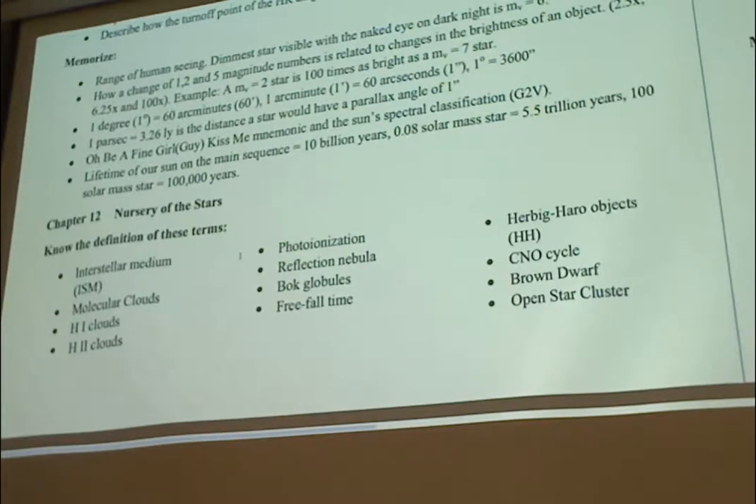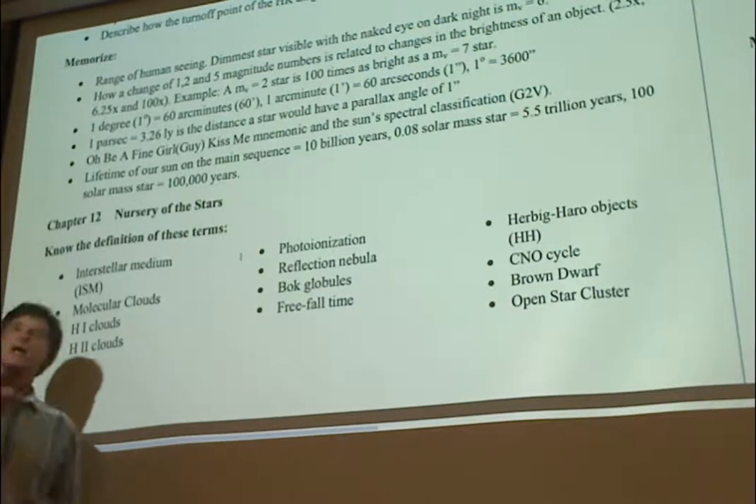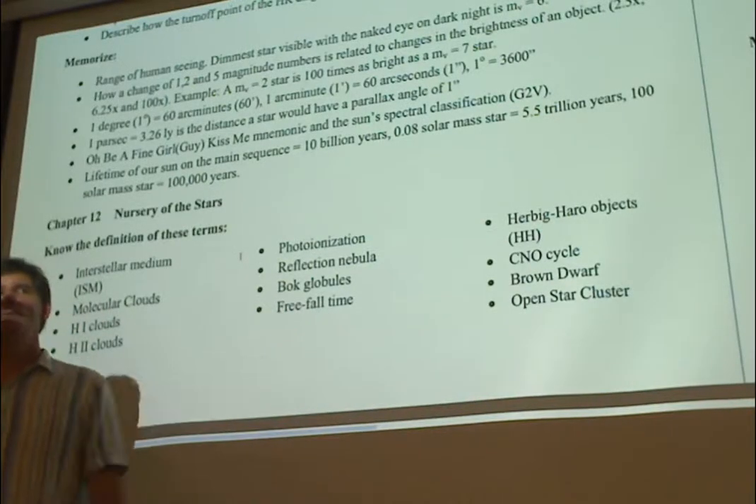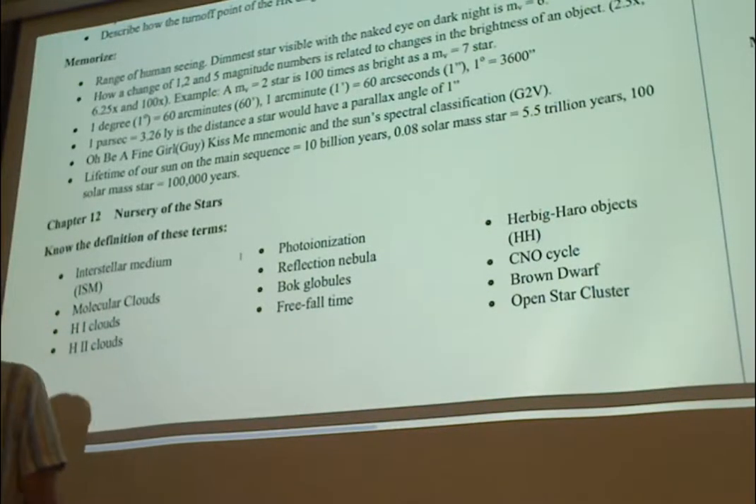Okay. Degree. 1 degree is 60 minutes of arc. 1 arc minute is 60 seconds. Okay, parsecs, 3.26 light years. But what's important about a parsec? A parsec is the distance at which an object would have 1 arc second for its parallax angle. And there are no stars that close.